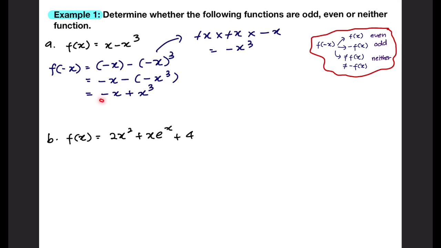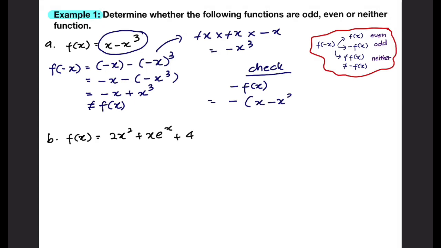Okay, first compare this f(negative x) with f(x). Okay, they are not the same, so not equal to f(x). Then compare with negative f(x). But you must check negative f(x). You put negative in this f(x), so negative x minus x to the power of 3, which is negative x plus x to the power of 3.